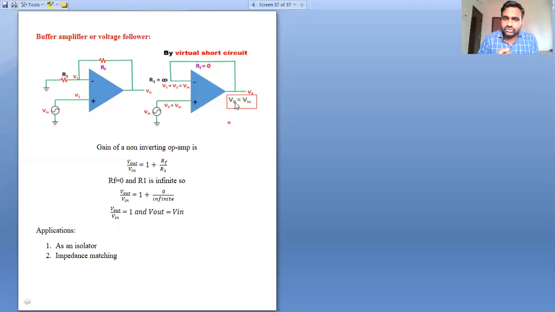So what is the definition of a buffer amplifier, or a voltage amplifier? It means the output voltage is proportional to the input voltage at the same magnitude without any change in sign. The output voltage follows the input voltage, that's why it is a voltage follower or buffer amplifier. So this is our discussion. Now let's go to the new concept.